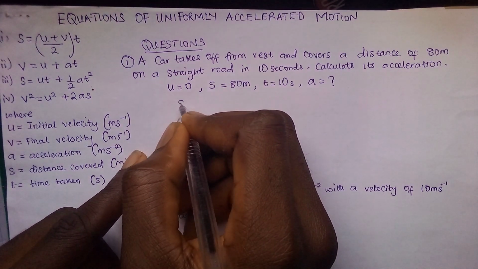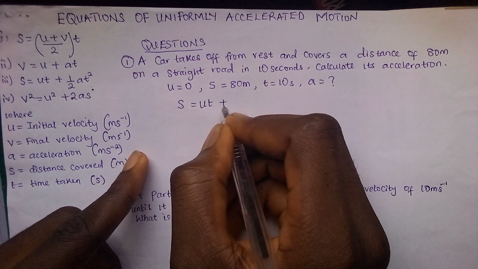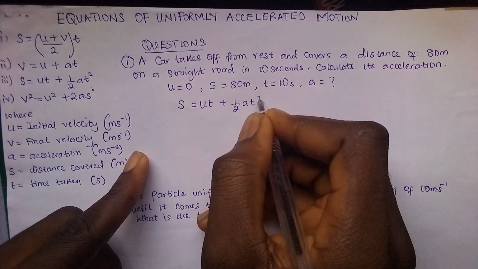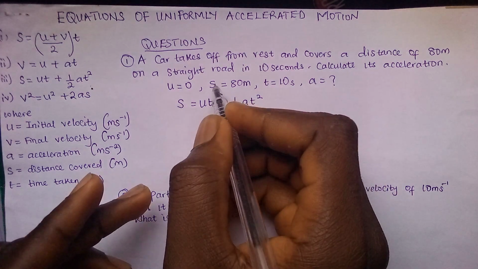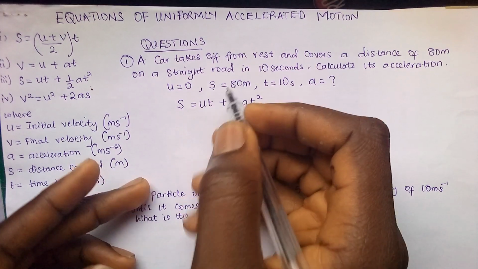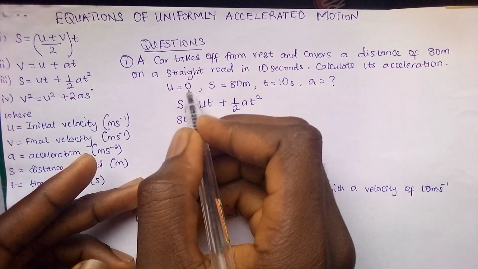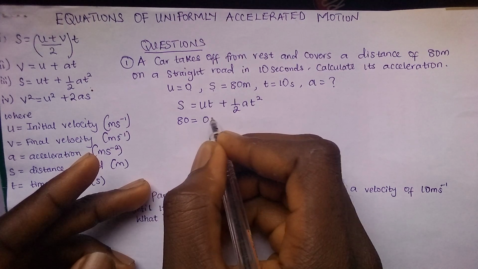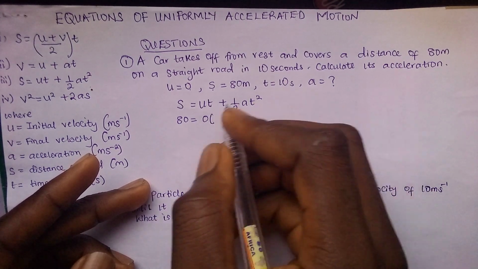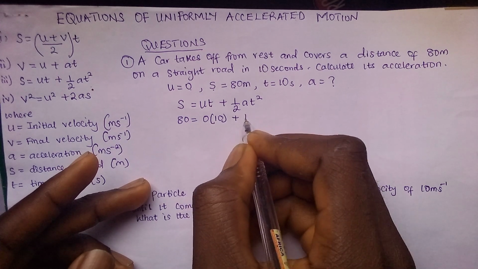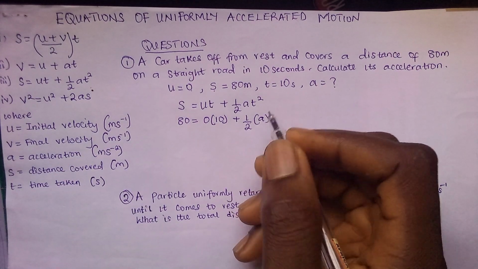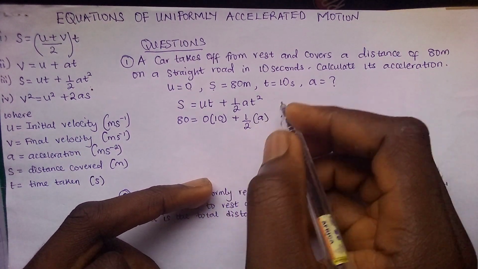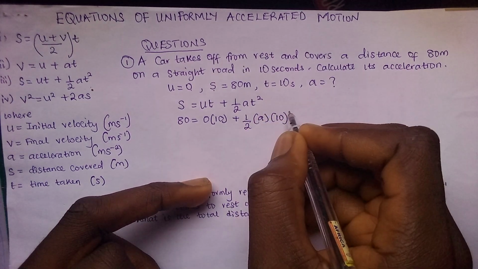From the third equation, we have that s equals ut plus half at squared. Now, all we need to do is to substitute these values into the equation. s is equal to 80 meters, so in place of s, I have 80, equal to u, which is 0, so in place of u, I have 0 times the time, 10 seconds, plus half. Then the acceleration is unknown, so I'm going to leave it the way it is. The unknown is usually left the way it is. Then the time, 10 seconds, remember to put the square.